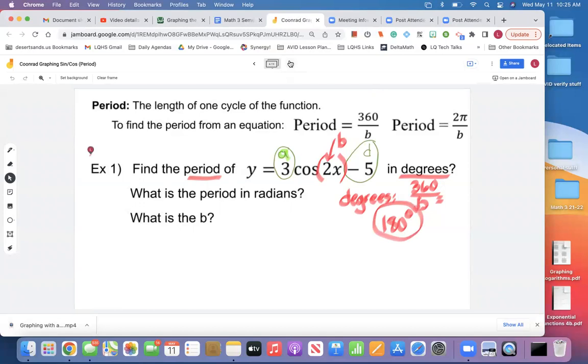So now if we're going to do this in radians, what's the full period in radians? 2 pi. The B is 2, right?